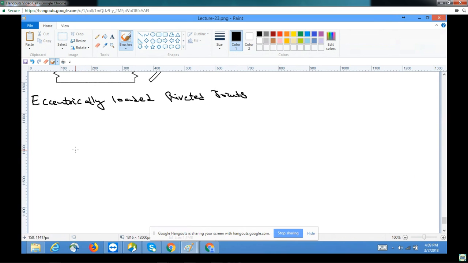So in this case, we have two cases. The eccentricity is in the plane of the rivets. So it would look something like this.